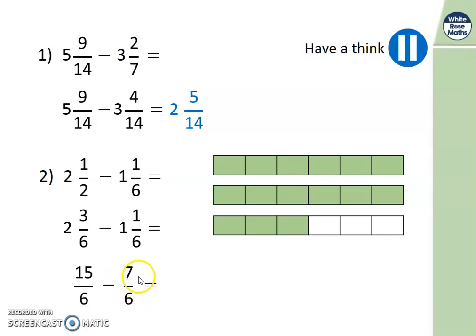7 6. So I'm going to cross out 7 of those pieces. And you should see that that leaves me with 6 and 2 more, which is 8. 8 6. But looking at my bar model, you should see that that makes 1 whole 1 and 2 6. There you go. And we know that 2 and 6 can both be divided by 2. 2 goes into 2 once and 2 goes into 6 3 times. So it's the same as 1 and 1/3.